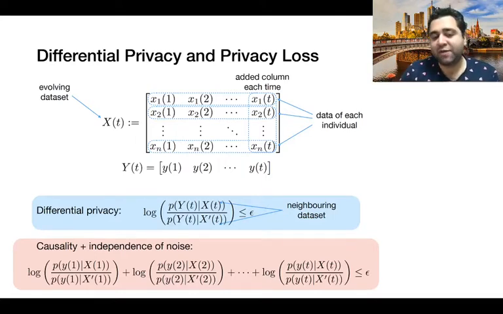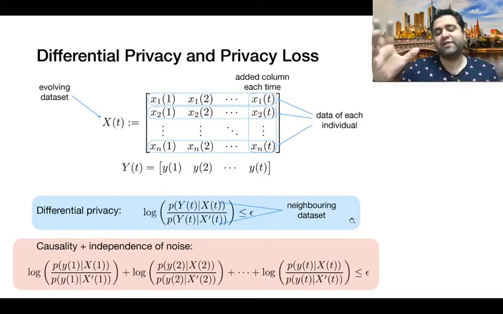Now, at each time instance, we report a y_t, based on whatever has been in the dataset so far. This could be a function of the measurements of the current time or the previous time. We are not restricting ourselves. Differential privacy requires us to ensure that the statistics of the output Y_t do not change much if we change the data of a given individual. Changing the data of a given individual creates the concept of neighboring datasets. Two datasets are neighboring if we only change the data of an individual.